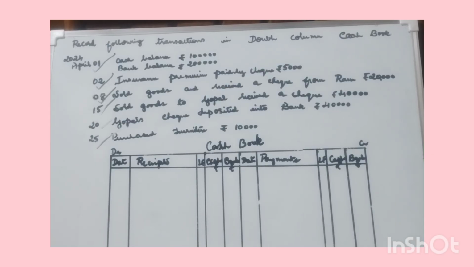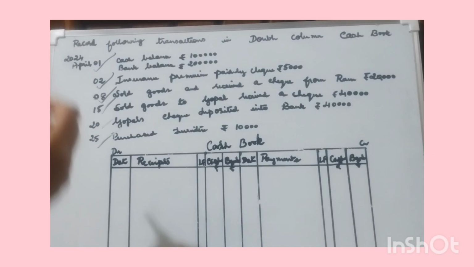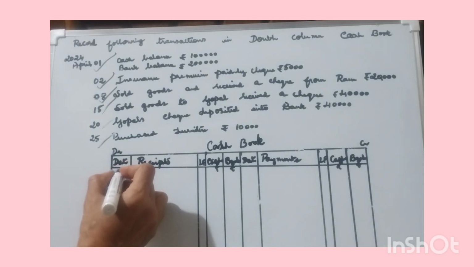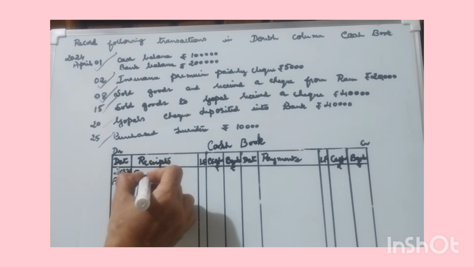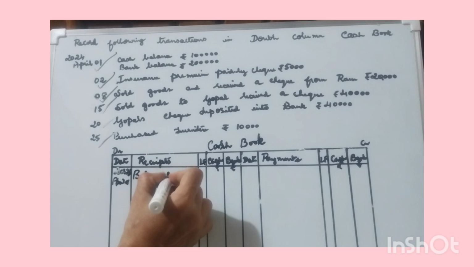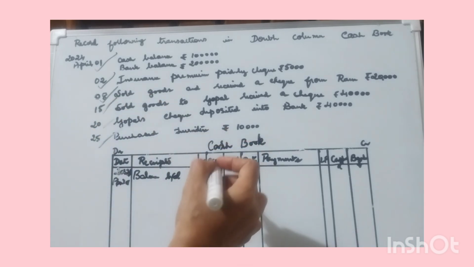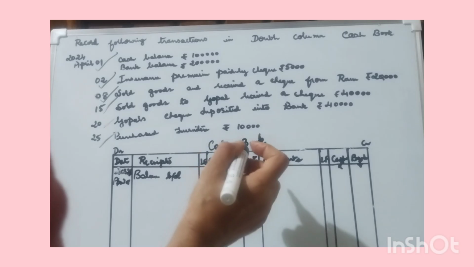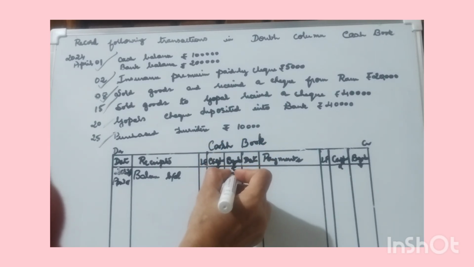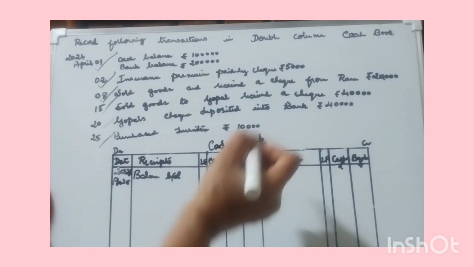Now we will record these transactions. First transaction, 2024, record April 1st as balance brought down. Record that as balance brought down. Under cash column 1 lakh, under bank column 2 lakh. This is the first transaction, as I said.